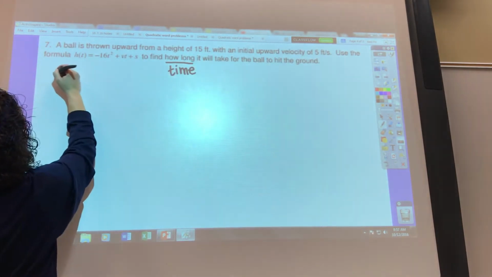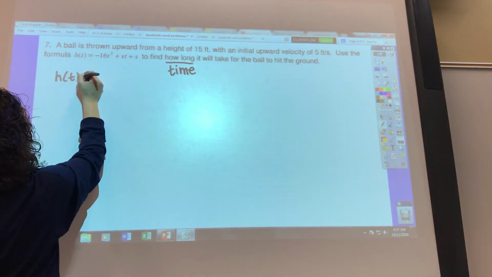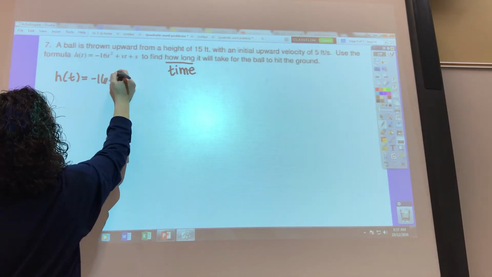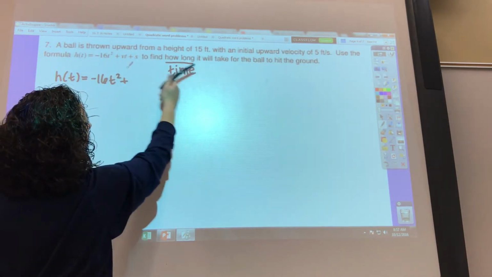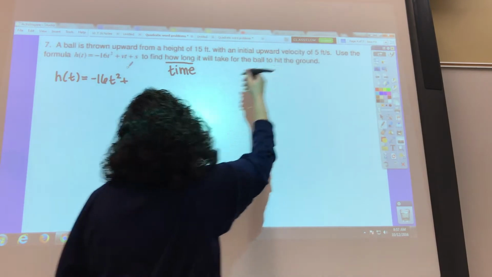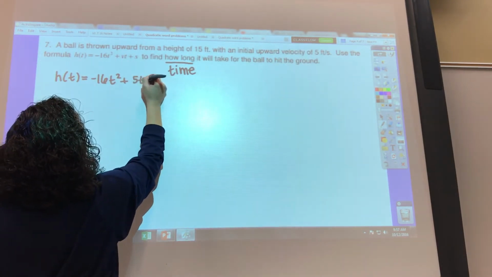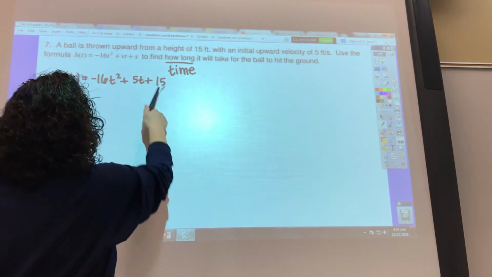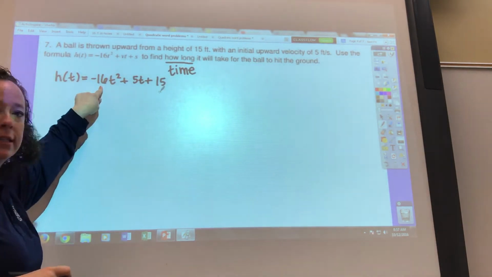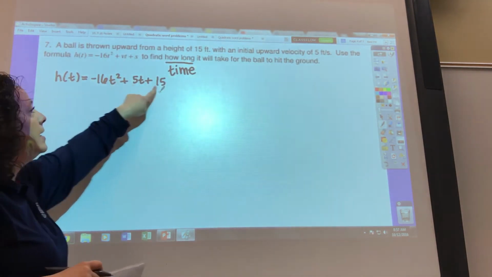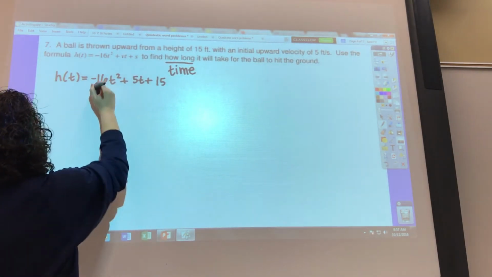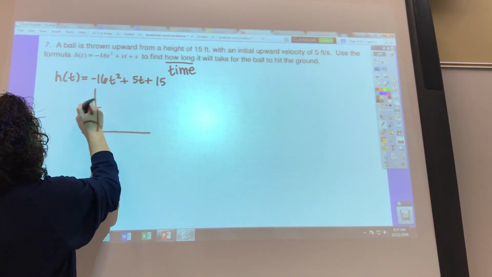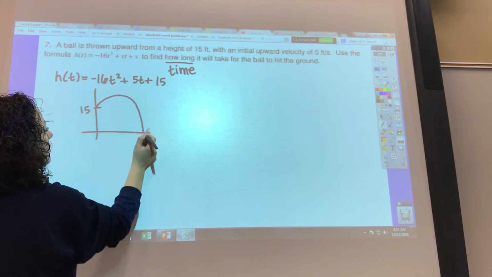So my equation is actually h of t equals negative 16t squared plus v, which is 5, so 5t, plus s, which is your starting height, which is 15. Now, if you think about it, it's a parabola, it opens down, c is 15. So we've got this thing happening where the starting height's 15 and it goes like this.